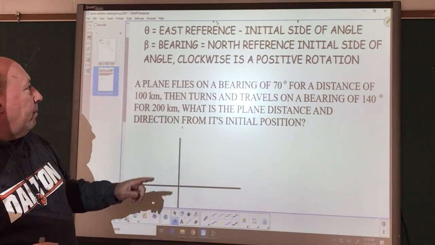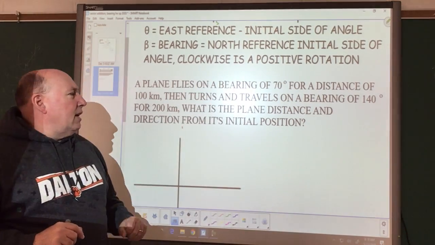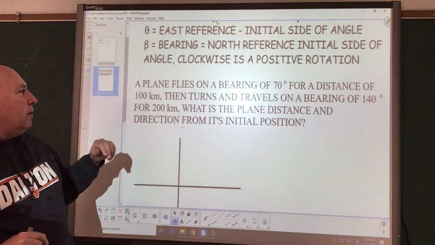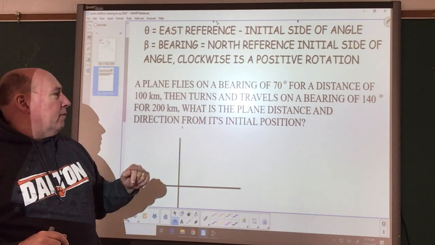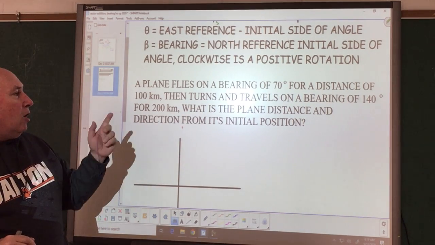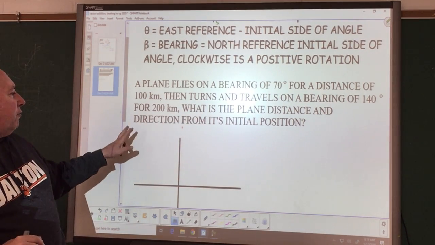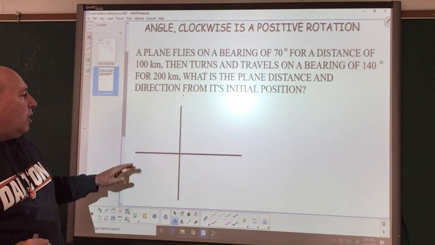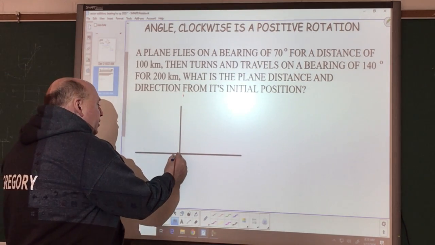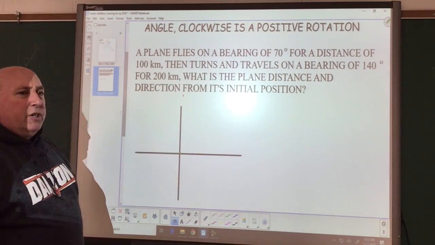Let's take a look at a problem. A plane flies on the bearing of 70 degrees for a distance of 100 kilometers, then turns and travels on the bearing of 140 degrees for 200 kilometers. What's the plane's distance and direction from its initial position? Well, we're going to put the initial position right here at the origin.